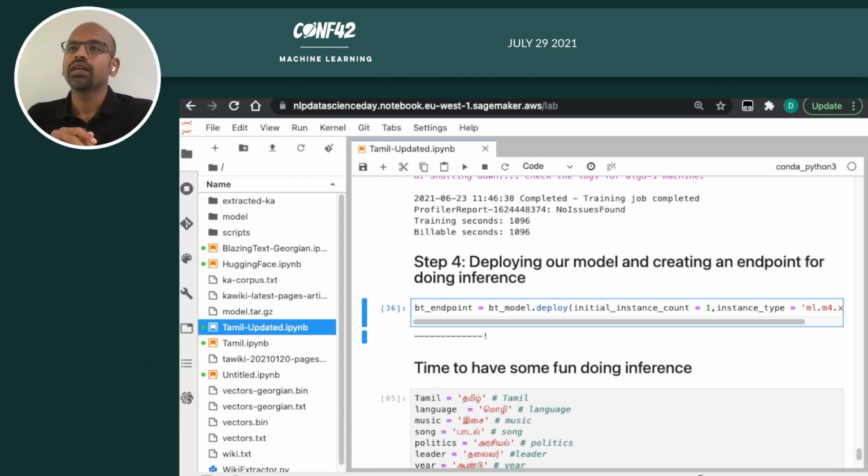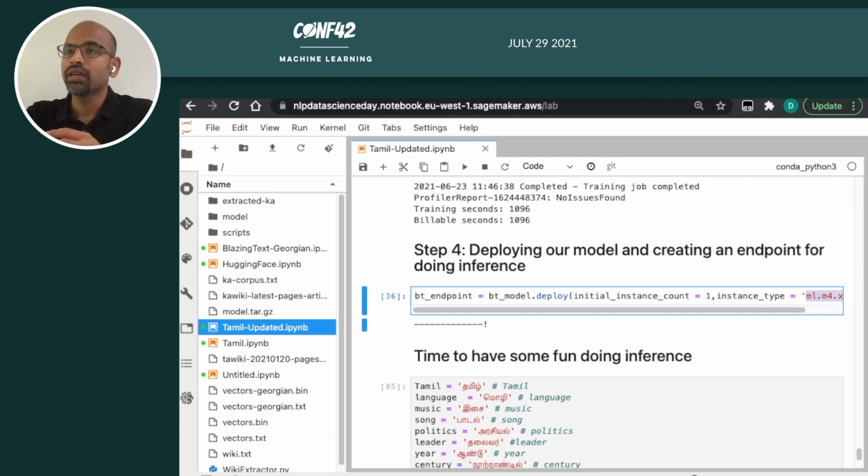But deployment itself is just that one line of code that you see there. So I'm happy with this model, and I want to deploy it in this particular instance type, and that's it. It gets deployed.